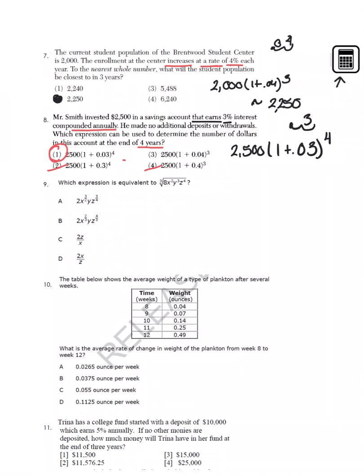But anyways, we are going to take care of this cube root, which is going to be raising something to the 1/3 power. So we have 8 to the 1/3 power. We're going to have x to the 2 times 1/3. We're going to have y to the 3rd power times 1/3. And then z to the 4th power times 1/3. Okay?